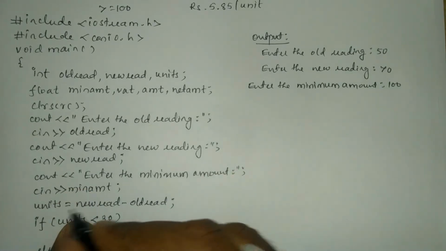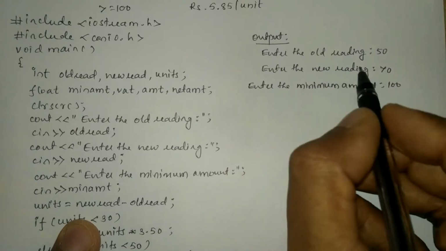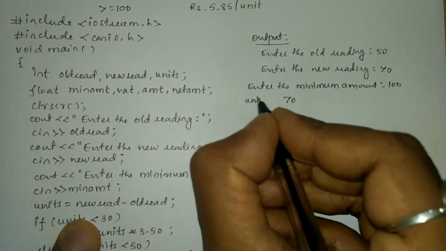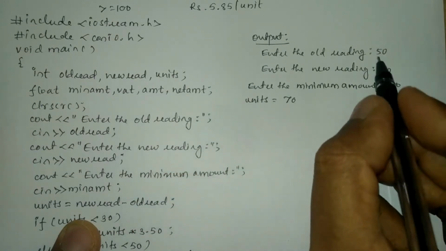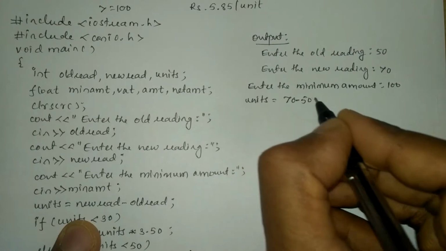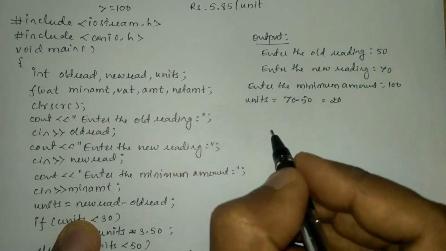Next, we need to calculate number of units. So new read minus old read. So new read is what? 70. Correct? So here it will be initialized to units, and next old read is what? 50. So minus 50. So 70 minus 50 gives us 20. So 20 will be stored in units.